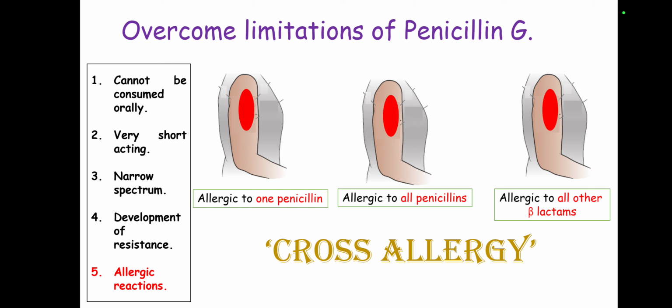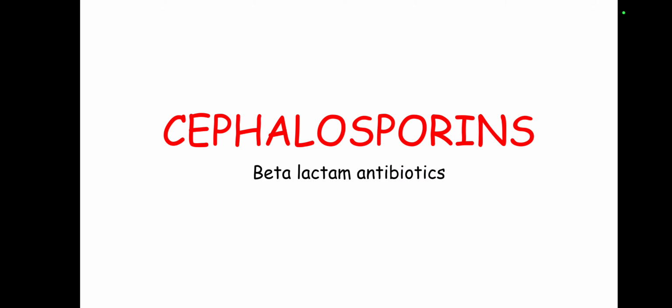Okay, so these were the 5 problems of penicillin G and the ways by which we can overcome these problems. So with this we have completed our topic of penicillin. So quickly we'll jump over to the cephalosporins.